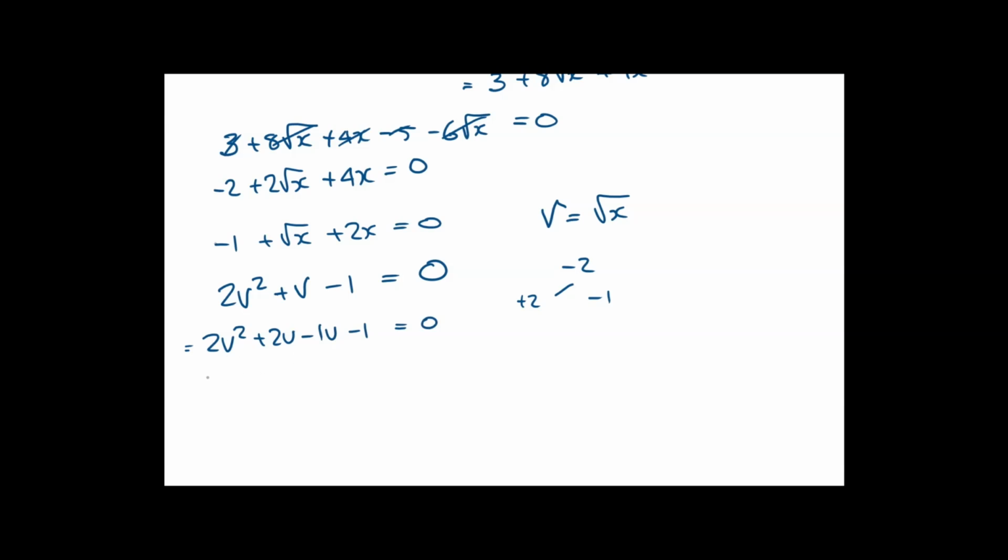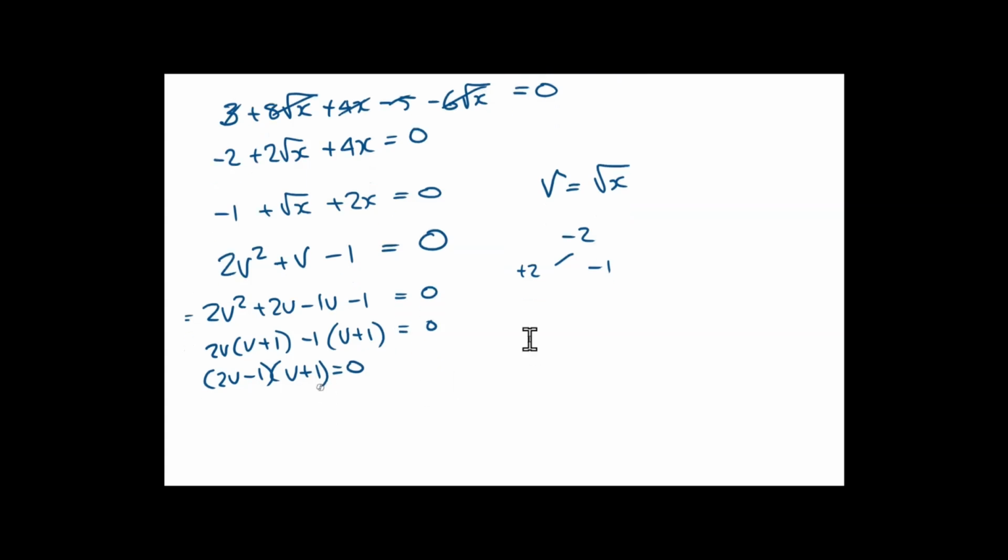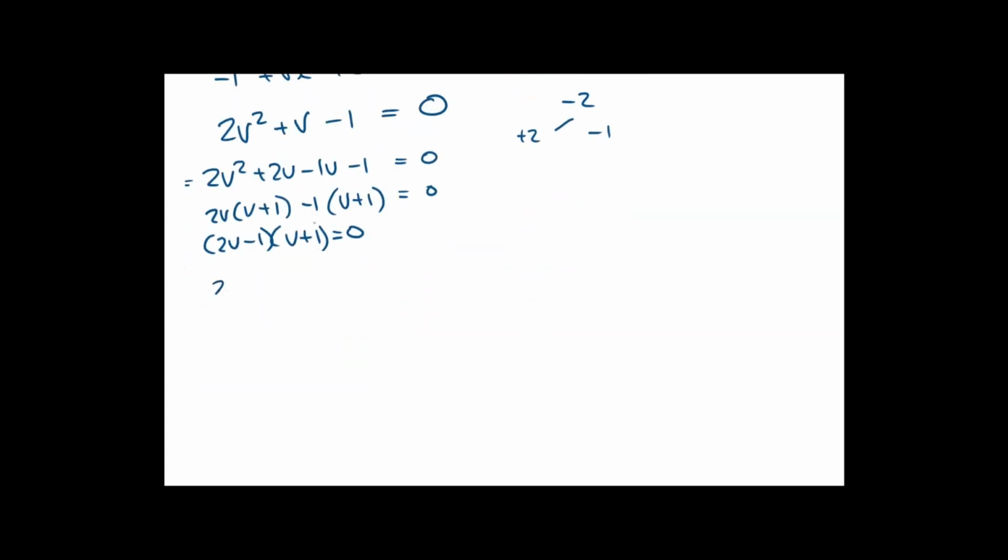Let's factorize the first bit. So 2v is common, v plus 1, then minus 1 is what they have in common, v plus 1. Same. 2v minus 1, v plus 1 equals 0. So 2v minus 1 equals 0, so v must be a half in that case. v plus 1 equals 0, v equals negative 1.